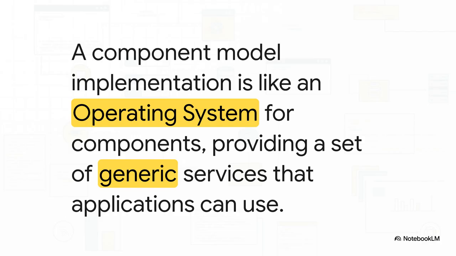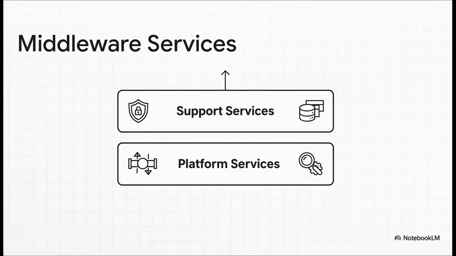And that leads us to the next piece of the puzzle, which is just a brilliant concept. The implementation of that component model, you can think of it like a mini specialized operating system just for components, right? Just like Windows or Mac OS provides all sorts of services to the applications you run, like file management or connecting to the internet, this component OS, which we call middleware, provides a whole bunch of common services that any component can use. And these services generally fall into two buckets.